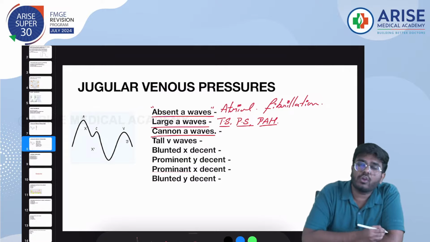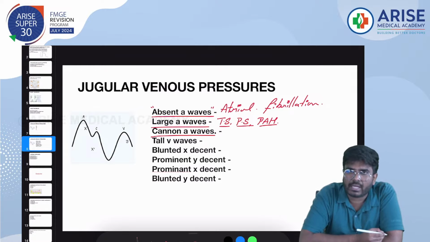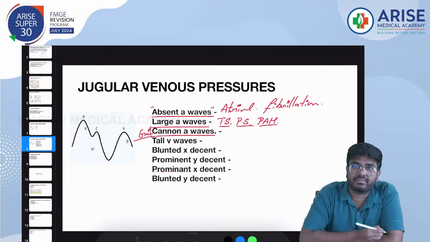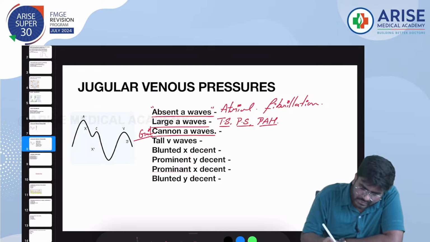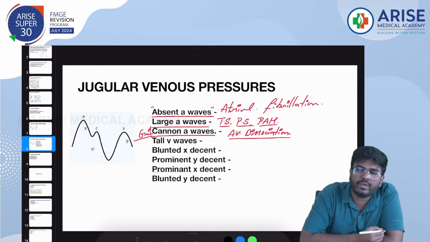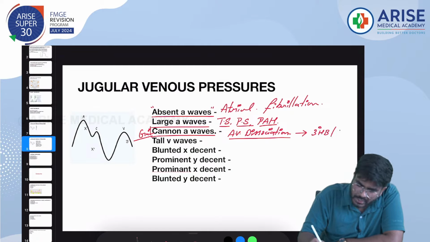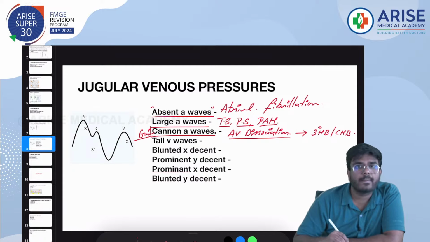Cannon A waves. Cannon A waves are also called giant A waves. They are going to be seen in conditions wherever there is atrioventricular dissociation. In which conditions is the patient going to have atrioventricular dissociation? In medicine, atrioventricular dissociation is going to be seen with third-degree heart block, also called complete heart block.